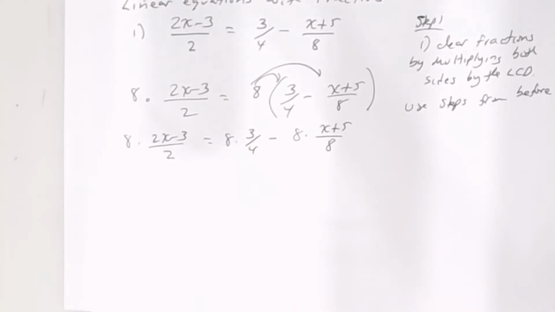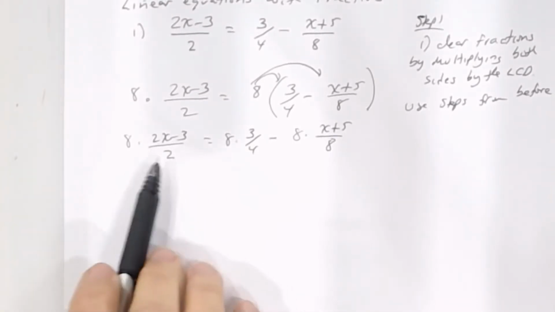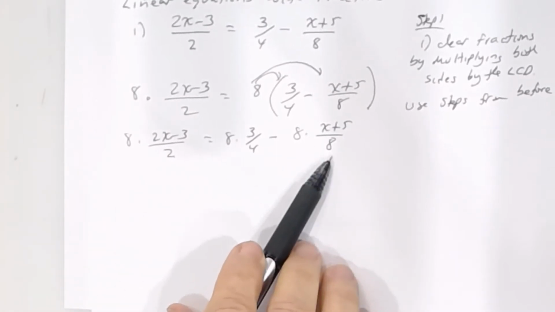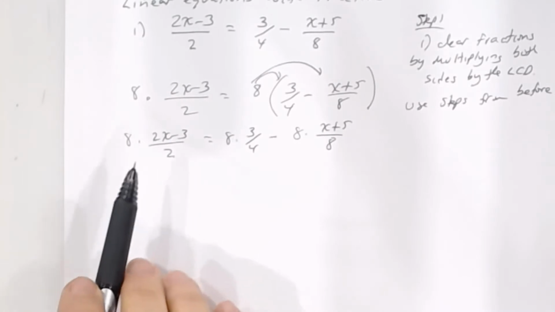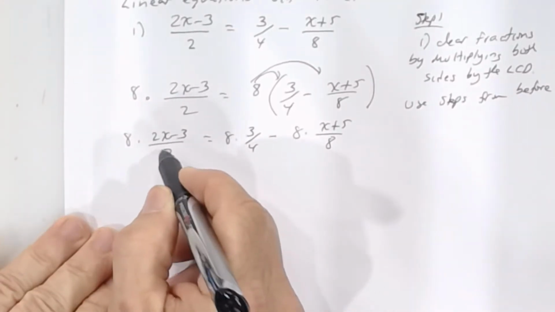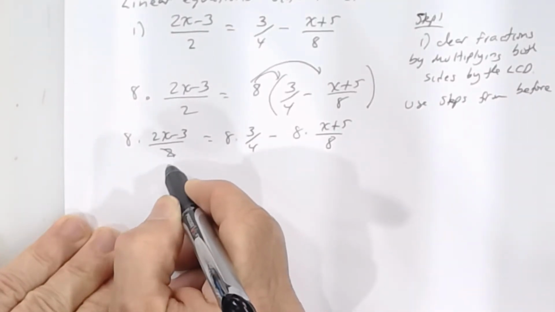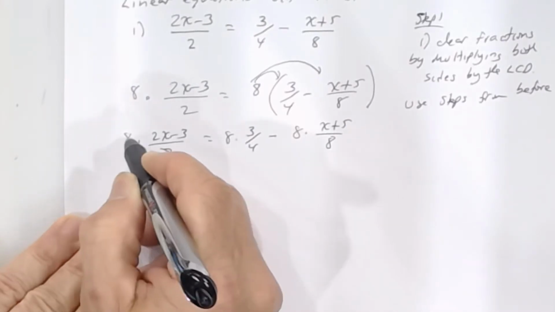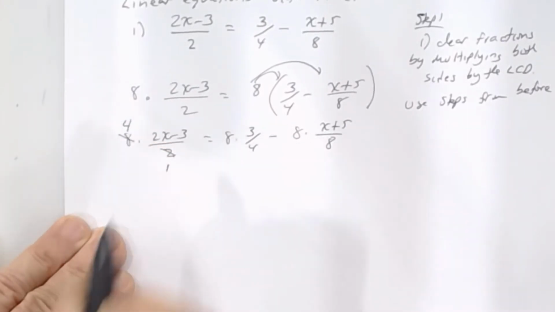So remember, the whole point of multiplying by the LCD is to make these denominators what? 1s. So to do that, you multiply by the LCD. Now you're going to reduce. 2 into 2 is 1. 2 into 8 is 4.